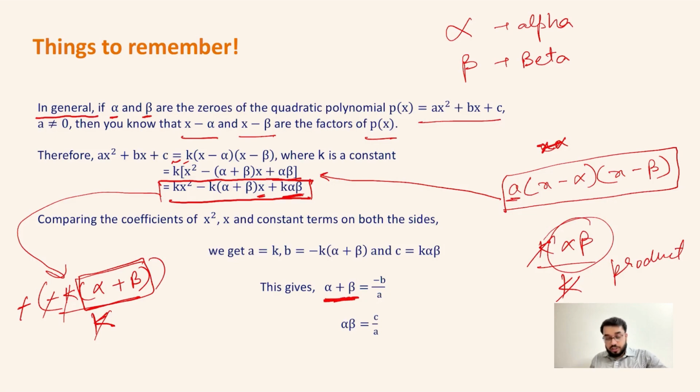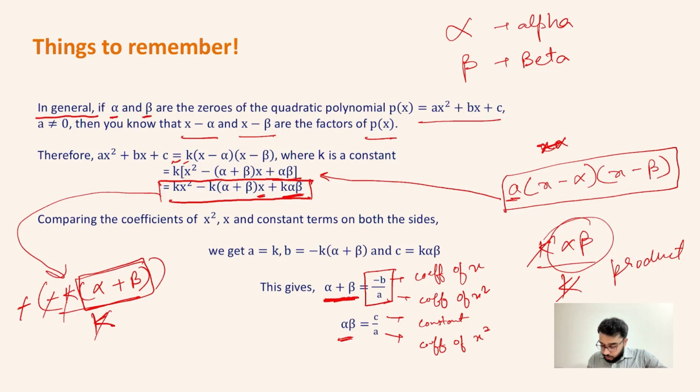Sorry, this is the sum of the zeros, which is given by minus b upon a, right? And what is b? b is the coefficient of x and a is the coefficient of x square. This is exactly what we proved in the previous slide. Right, now look at the product alpha beta. Alpha multiplied by beta is c upon a. c is nothing but the constant term and a is nothing but the coefficient of x square.